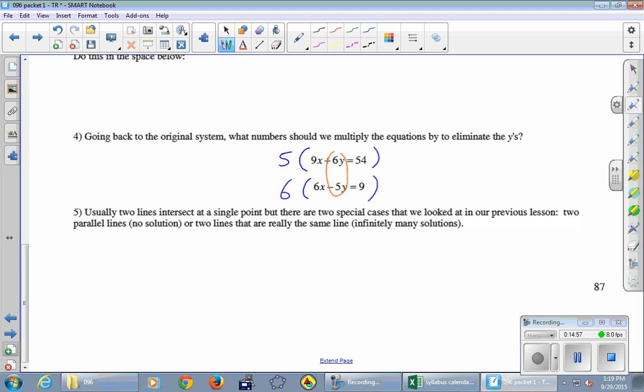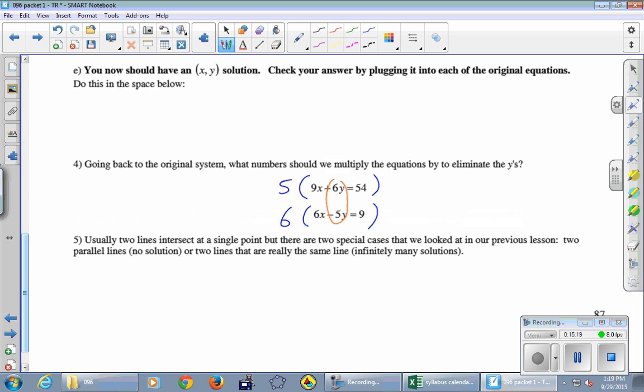Okay, last thing in the demo here is some special cases. Number 5. Usually two lines intersect at a single point, but there are two special cases we looked at in our previous lesson. Two parallel lines where we had no solution, or two lines that were really the same line where we had infinitely many solutions. Now, if you were doing the graphical method, and you actually graphed these two lines, and you saw that they looked parallel, you'd say, oh, they're parallel, there's no solution. Or if you ended up drawing the same line twice, you'd say, oh, it's the same line twice, and there's infinitely many solutions.